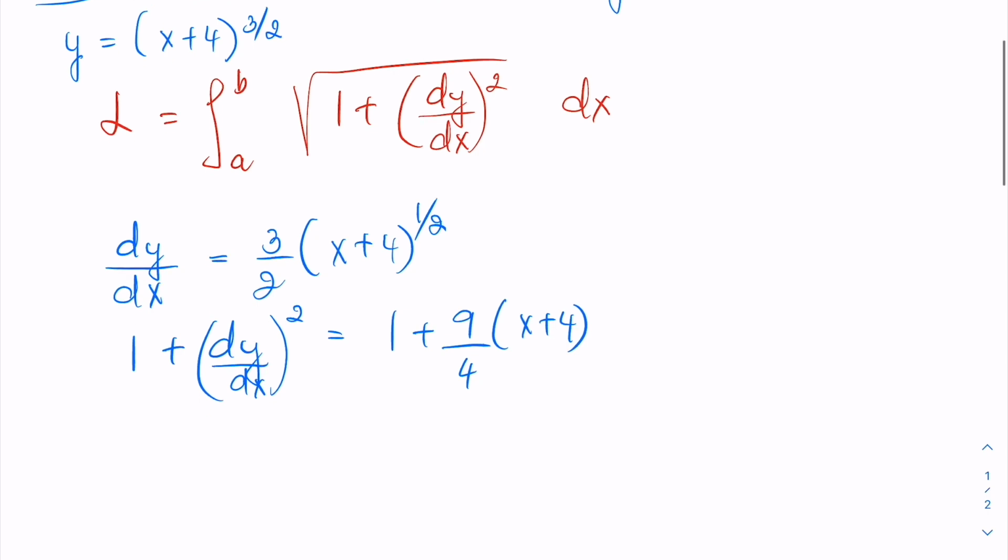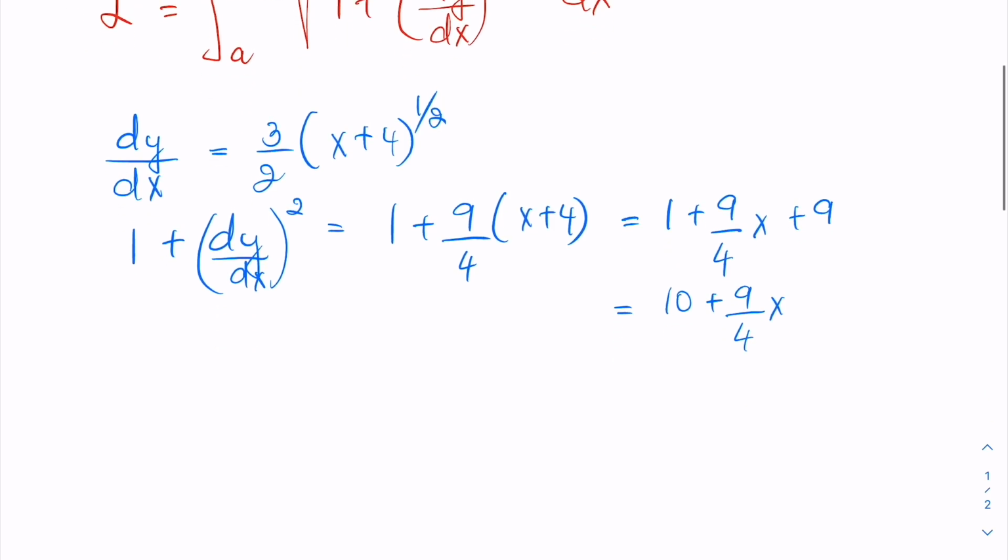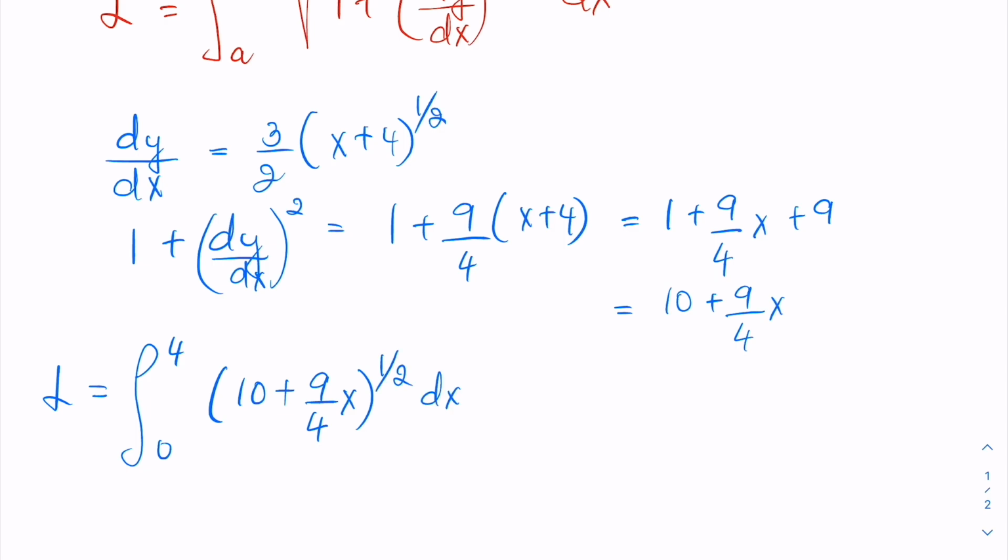So let's simplify this. So I get 1 plus 9 over 4 (x plus 4), so it's going to be 10 plus 9 over 4 x. Now I'm ready to plug it in. So the length is going to be the integral from 0 to 4 of the square root of 10 plus 9 over 4 x. I'm just going to go ahead and write it as the fractional exponent, which is 1 half, dx.